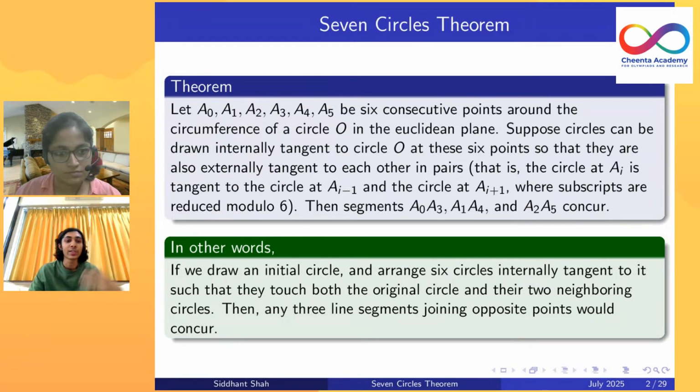For example, if we have a circle at a1, then it has to be tangent to the circles at a2 and a0, and so on. Then we are saying that the segments a0a3, a1a4, and a2a5 concur.